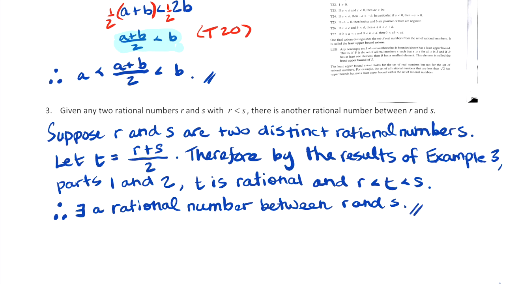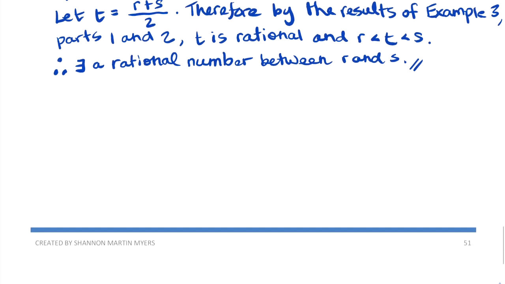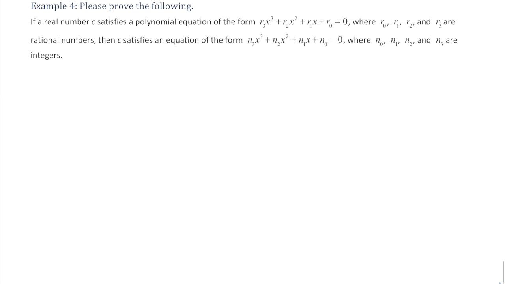All right. So here we come to our last proof, which is another kind of groovy one. If a real number c satisfies a polynomial equation of the form r3x cubed plus r2x squared plus r1x plus r0, where r0, r1, r2, and r3 are rational numbers, then c satisfies an equation of the form n3x cubed plus n2x squared plus n1x plus n0 equal to 0, where n0, n1, n2, and n3 are integers, right?